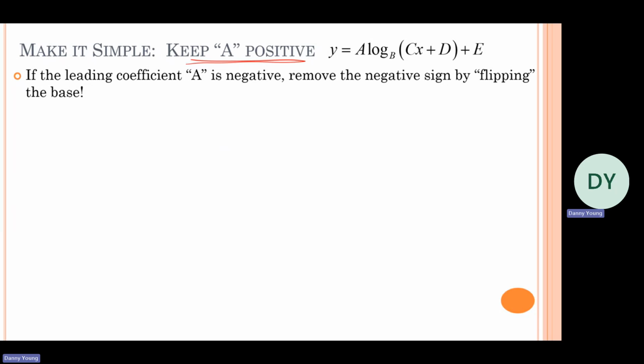So what that means is if the leading coefficient is negative, remove the negative sign by, remember this, flipping the base. Okay, I'll let you read this down first, and then I'll walk you through what's going on. If the leading coefficient is negative, flip the base. Okay, that makes sense. The whole purpose of this is so you have one less step to worry about.